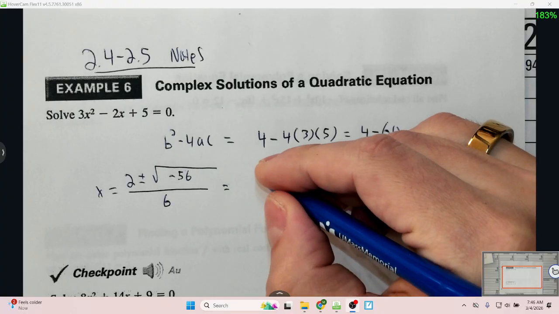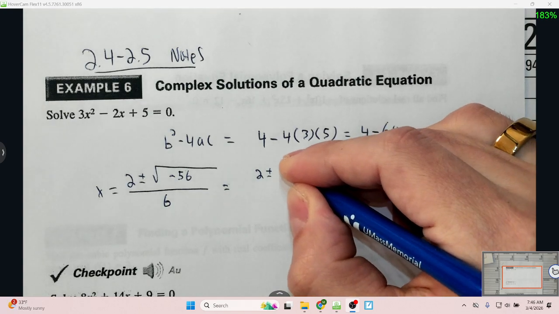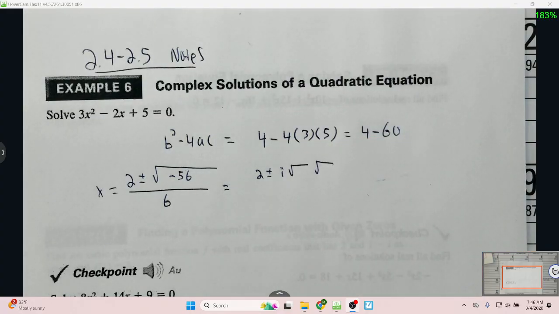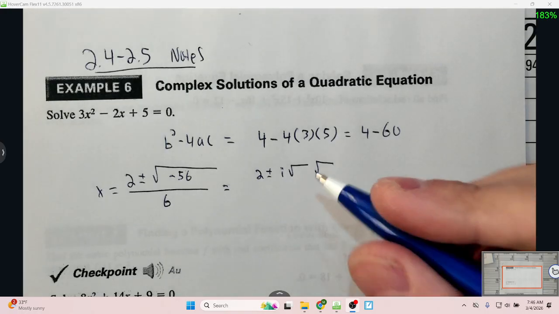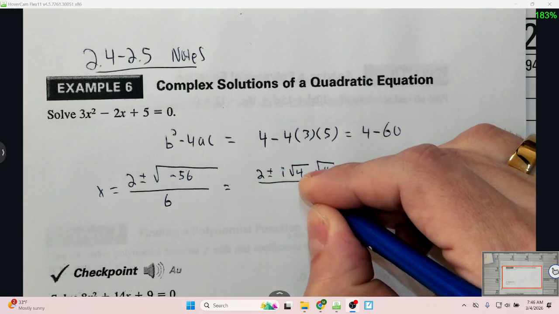So that's going to equal 2 plus or minus i root 56. But maybe we can think of what 56 will break into. I think 4 goes into it, yeah? So 4 goes into that 14 times, maybe? Does that sound right to you? 14 times 4? Yeah. So it's i square root of 4, square root of 14, still all over 6.